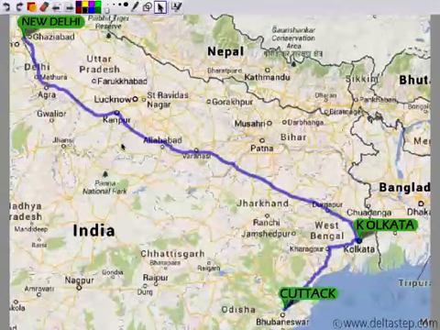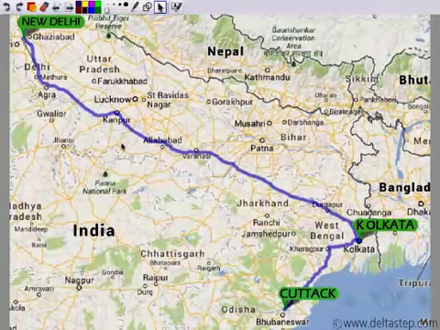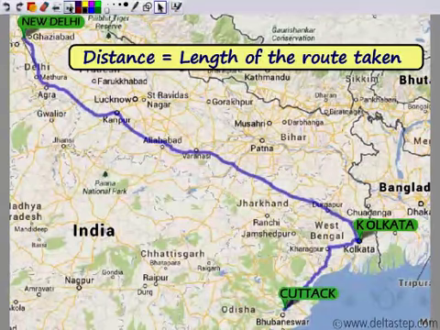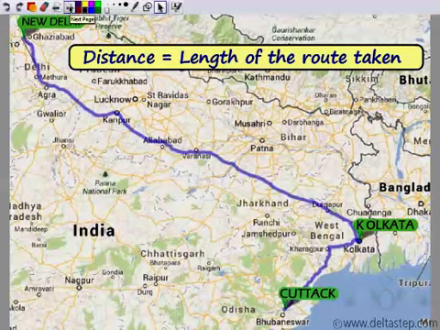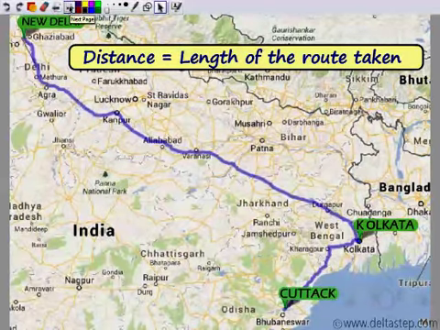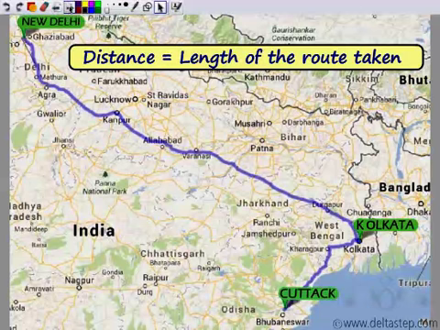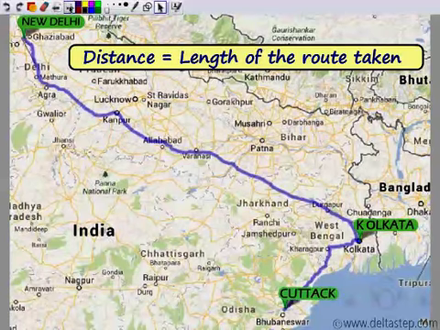So what is it? Mathematically, this length of route which you take is what we call as distance. So if the distance is less, we say that the place is near. If the distance is more, we say that the place is far. So this length of route taken between two places, two points, is what we define as distance.